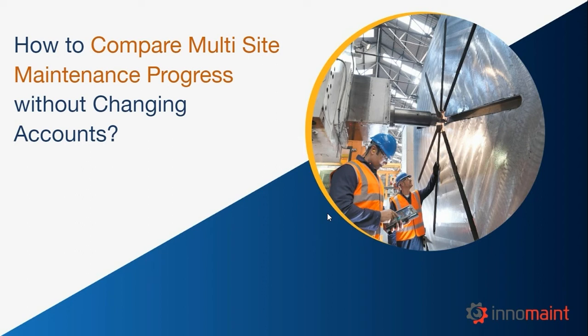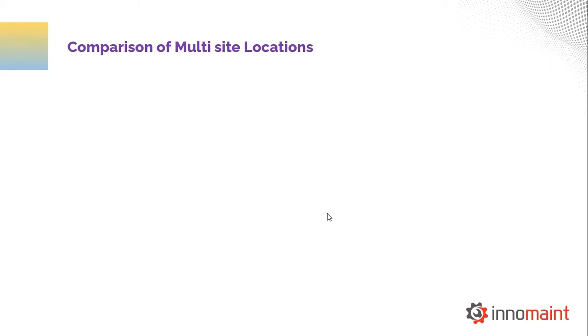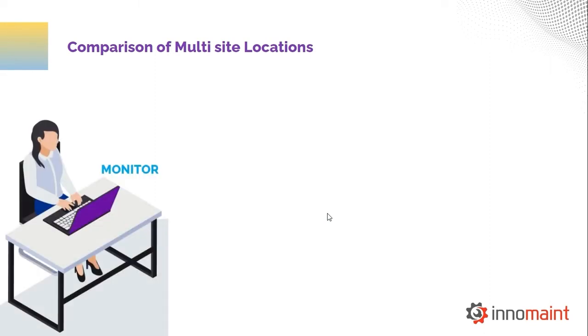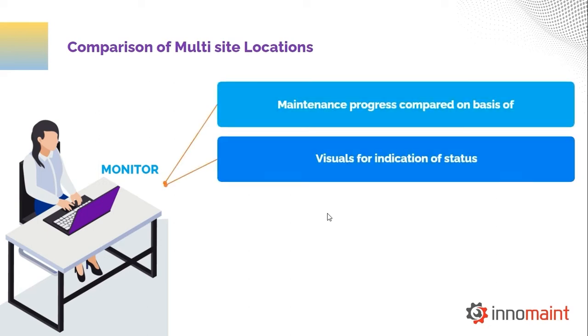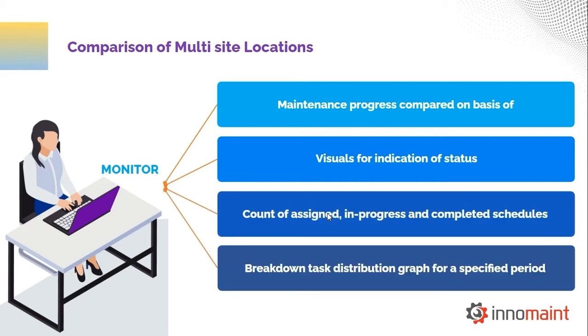Next one is how to compare the multi-site maintenance process without changing the account. Comparison of multi-site location. This multi-site location helps you to monitor different dashboards and compare them without changing the accounts. The maintenance progress is compared on the basis of visual indications of status for both schedules and breakdowns, like how many are new, how many are in progress, how many are to be reassigned, how many are completed.